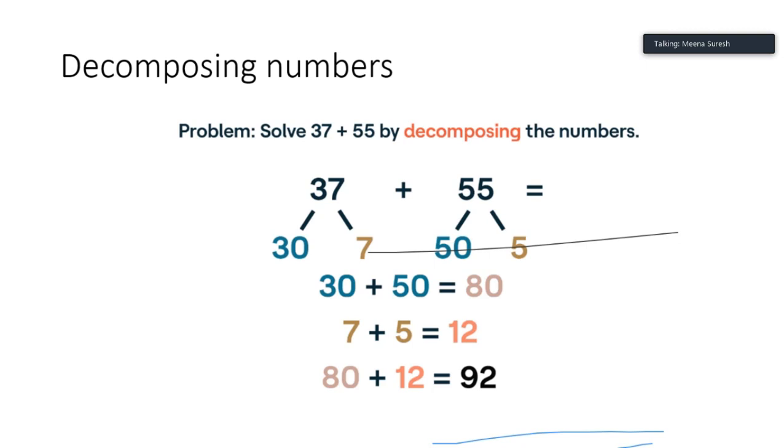Suppose I want to add 37 plus 55. You do that by decomposing the numbers. 37 can be written as 30 and 7, and 55 can be written as 50 and 5. Add the tens, add the ones. So you have the answer. This is one of the strategies.